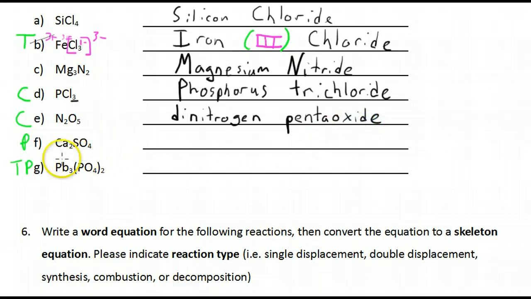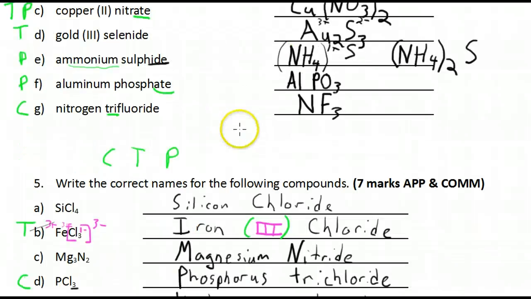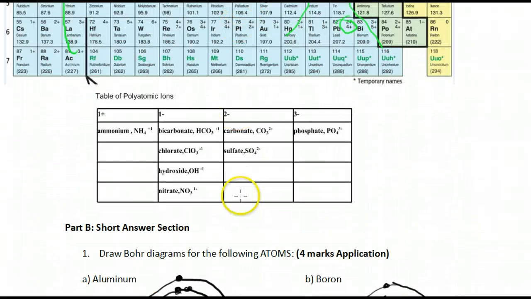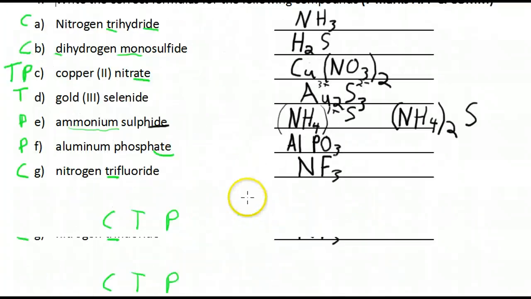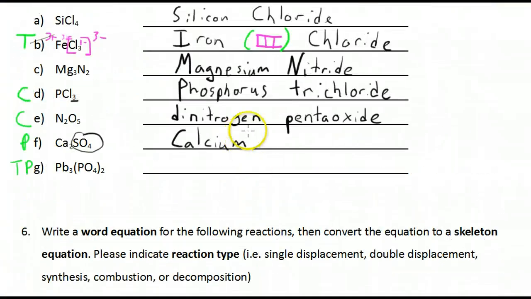Okay, the next one is a polyatomic one. So remember, it's not a covalent, so we don't use the prefixes anymore. So it would be calcium and this right here. So if you remember, you could go back up and look at it. Hopefully you're able to recognize that sulfate. So SO4. So sulfate.